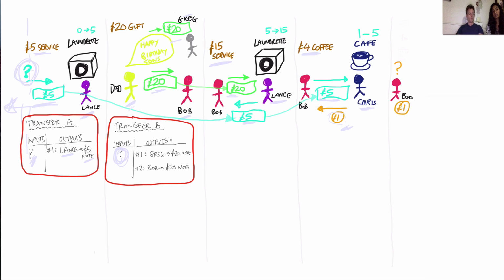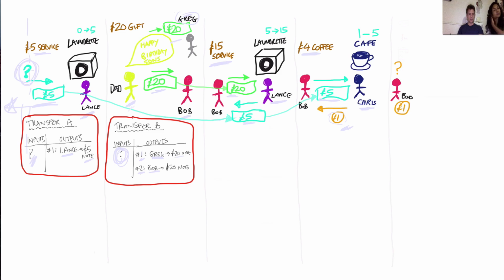So we're saying transfer B had two outputs, right? They're listed number 1 and number 2. Number 1 output was that Greg received a £20 note, and the second one was that Bob received a £20 note. And that's transfer B.